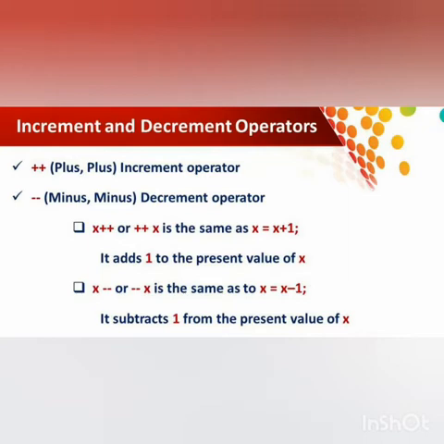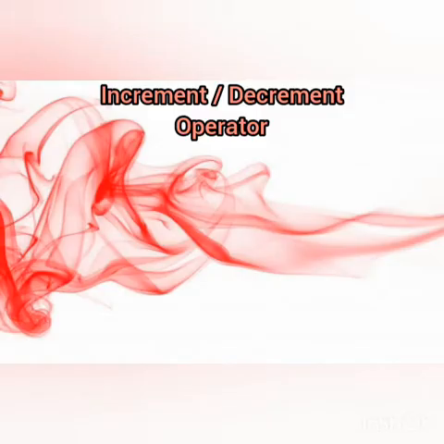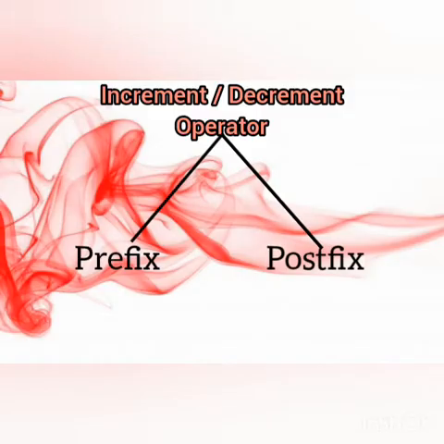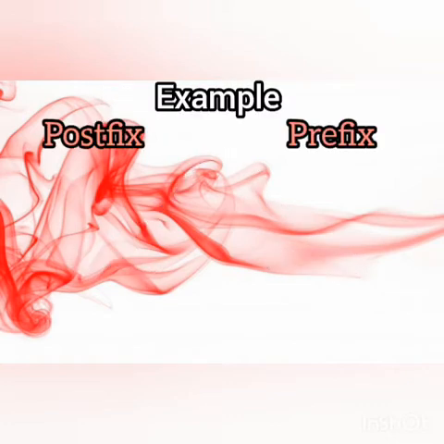X minus minus is similar to x is equal to x minus 1. It just subtracts 1 from the present value of x. Both increment and decrement operators consist of two types. One is prefix and another one is postfix.